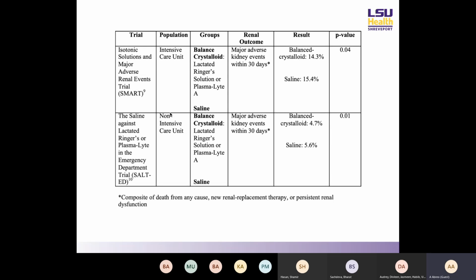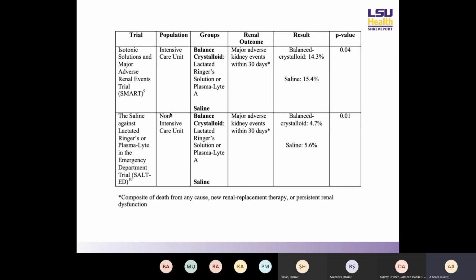So the composition of the fluids that you give somebody in AKI was assessed in 2 trials in the New England Journal of Medicine. This was a table from a review article that Dr. Amin, the other Dr. Abreu, and I were involved in. It's looking at these 2 trials, the SMART and SALT-ED trials. These were designed very similarly, but one was looking at the ICU population, one at the non-ICU population. And they looked at mortality for those receiving a balanced crystalloid versus saline.